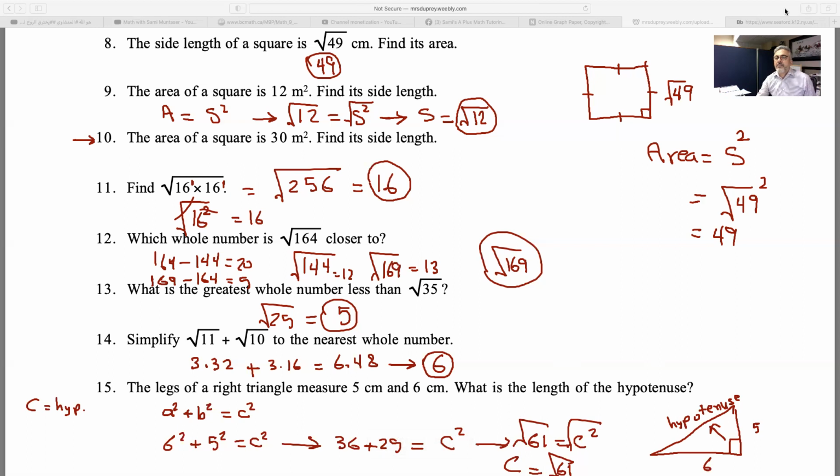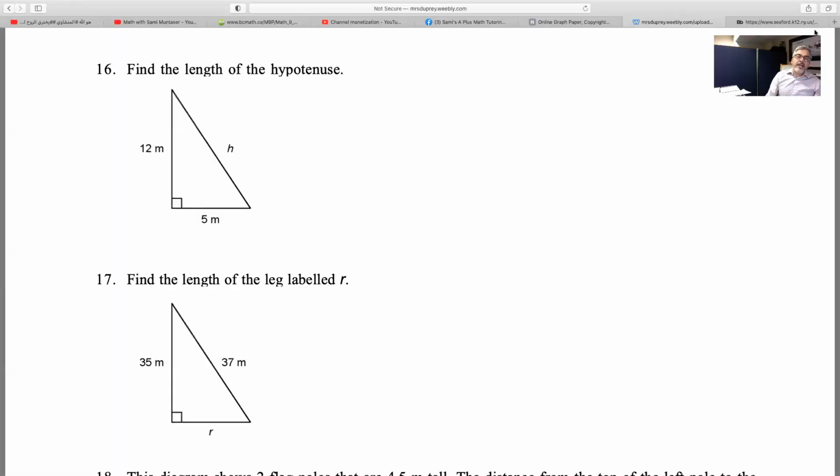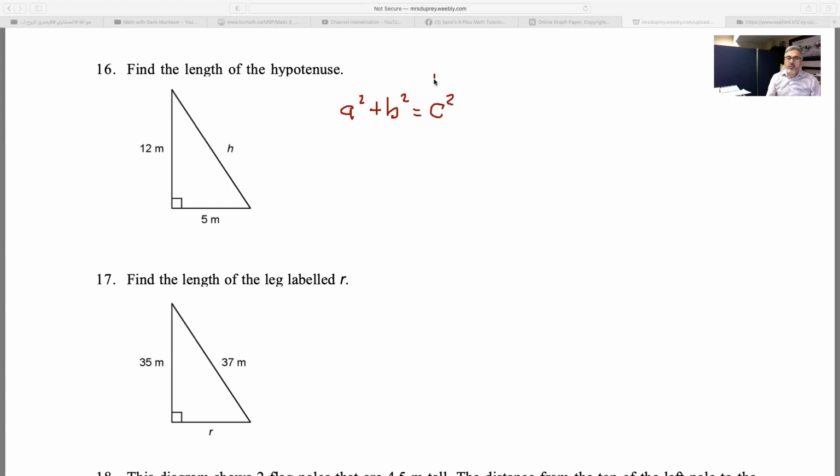Just going to go to the next page. So here's right angle triangles and Pythagoras. Pythagoras says a squared plus b squared equals c squared, and c is always the hypotenuse. Now, the hypotenuse here is the opposite to the right angle, so it's h. So you'll end up with 12 squared plus 5 squared equals c squared. That's 144 plus 25, because 12 squared just means 12 times 12, which gives you 144, and 5 squared just 5 times 5, which gives you 25 equals c squared.